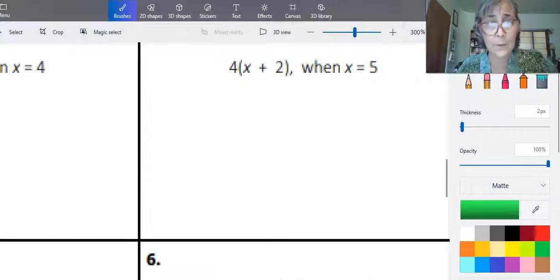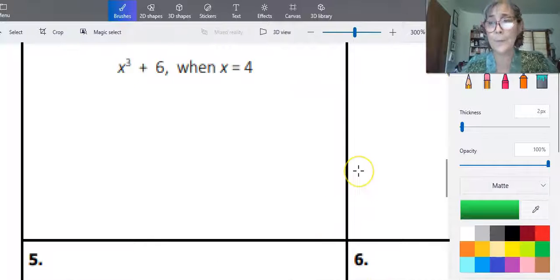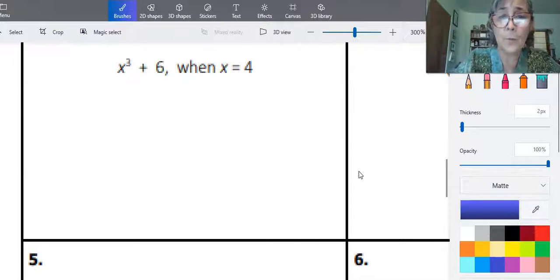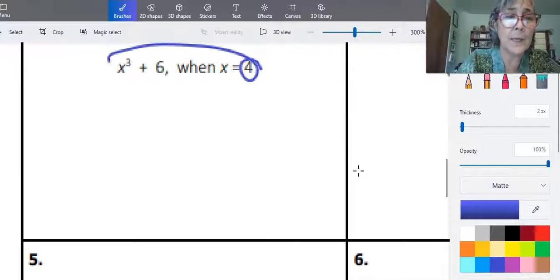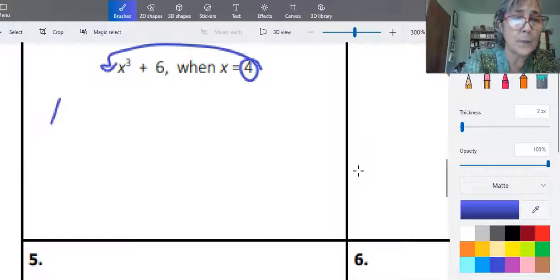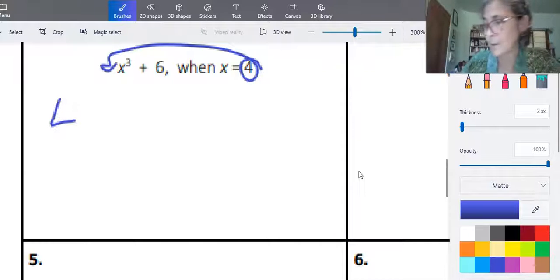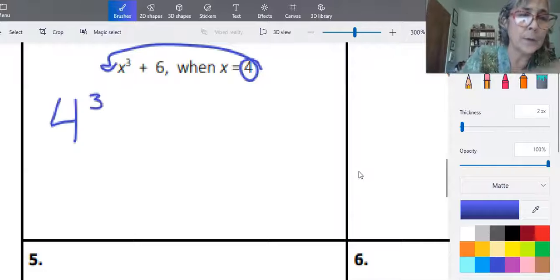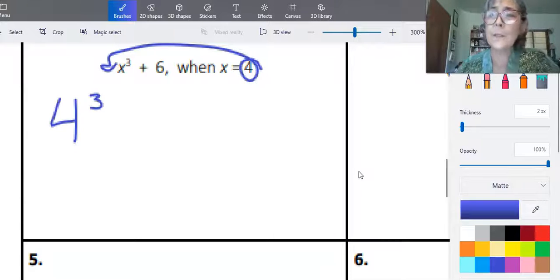All right, let's look at this one. Ooh, it's got an exponent. Yay! So we know parentheses and exponents are going to come first. There's no parentheses, but there's an exponent. So this 4 is going to replace that x. So it's going to look like this: 4 to the 3rd power. And what does that mean?